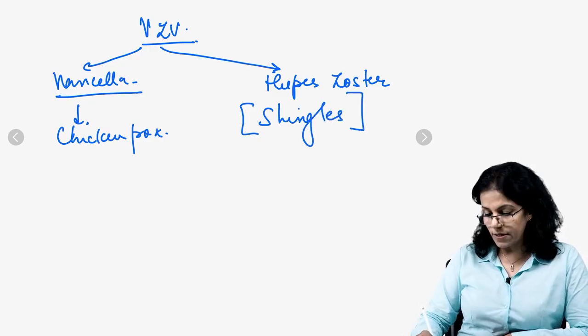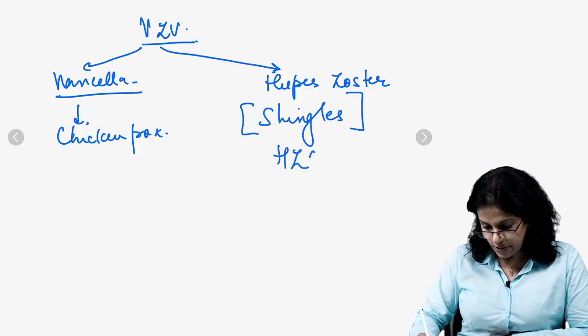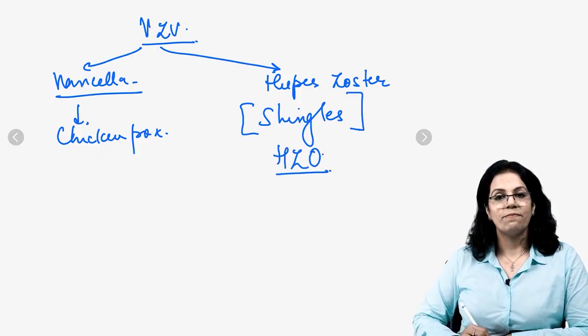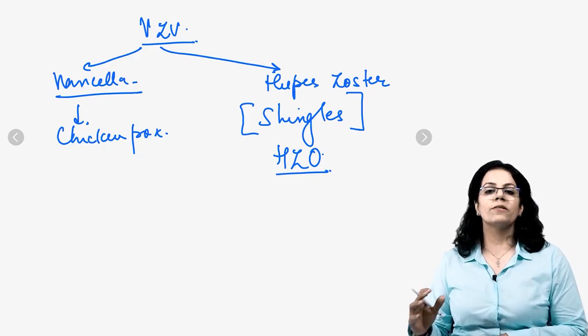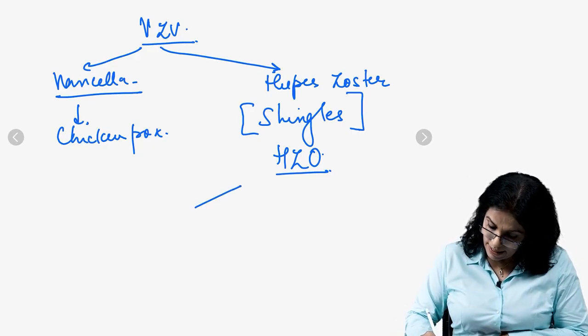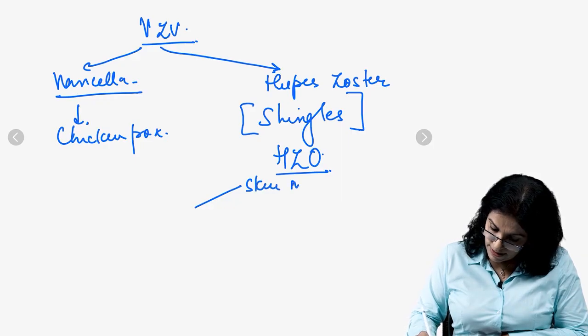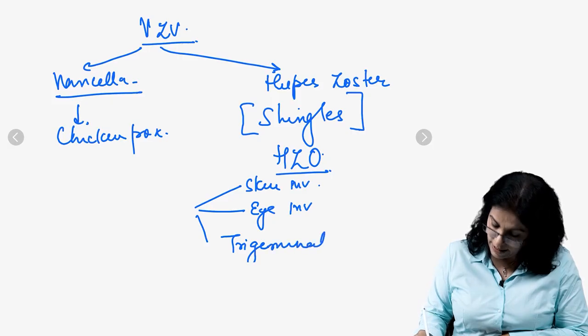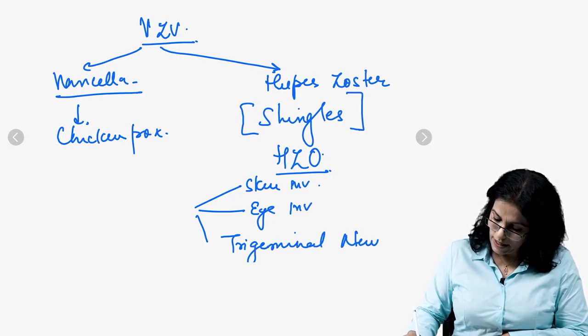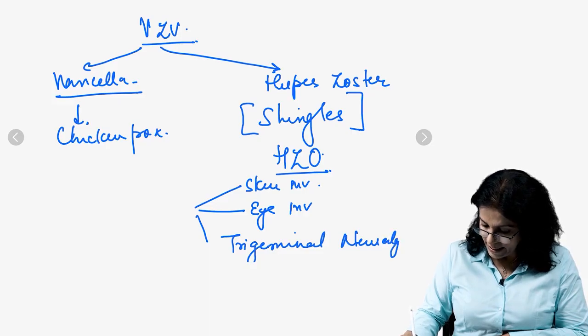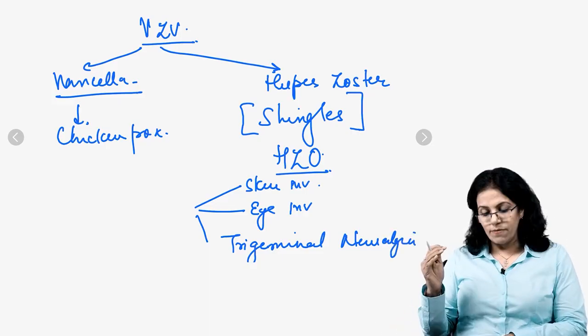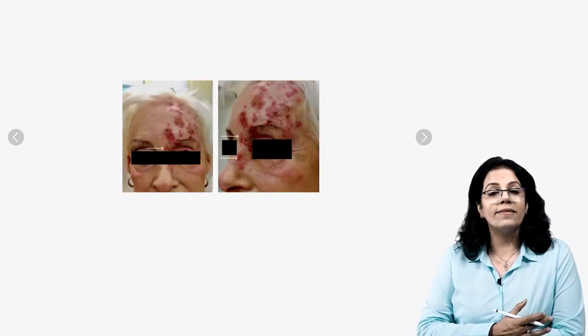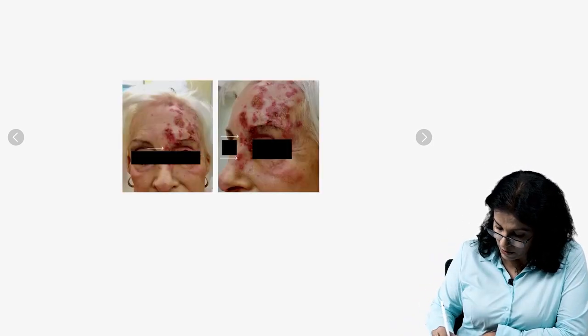So now we have to learn in detail about herpes zoster ophthalmicus. What are the three components of herpes zoster ophthalmicus? We will learn there can be skin involvement, eye involvement, and trigeminal neuralgia. The 'or' is actually 'and'. You will get skin involvement, eye involvement, and trigeminal neuralgia. So let's have a look. So what do you see here? The skin involvement in herpes zoster.